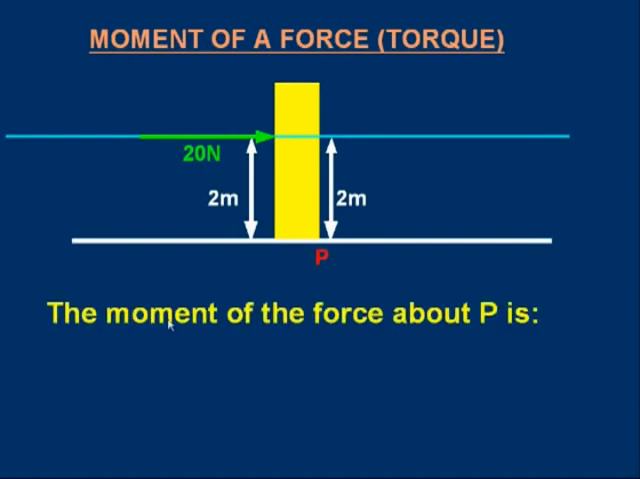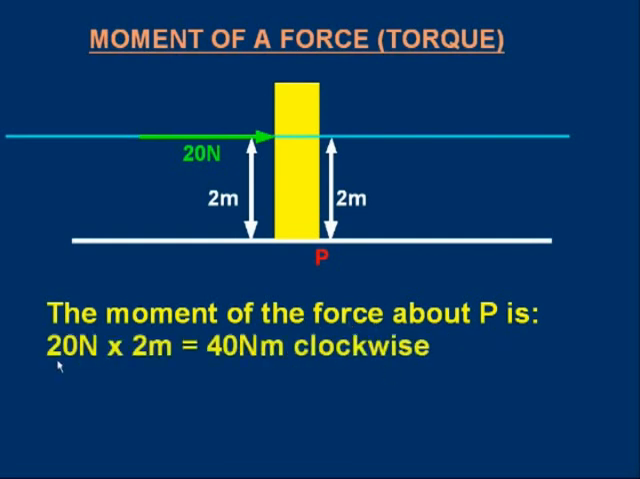Now the moment of the force about P is, take the force 20 Newton and multiply by these 2 meters. That's the distance from the point P to the line of action. And this is the perpendicular distance. We don't take the distance from P to the point of application. No. We say from P, we take the perpendicular distance to the line of action, and that's the shortest distance from P to the line of action of the force so applied.